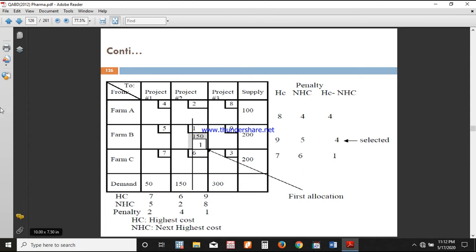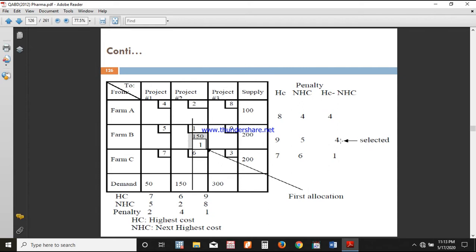Therefore, based on this, here in the first row, the highest cost is clearly 8. The next highest cost is 4. Therefore, the penalty is the highest cost minus the next highest cost, 8 minus 4, which becomes 4. Here in the second row, 9 minus 5 becomes 4. And in the third row, the highest cost is 7, the next highest cost is 6, 7 minus 6, which clearly becomes 1.